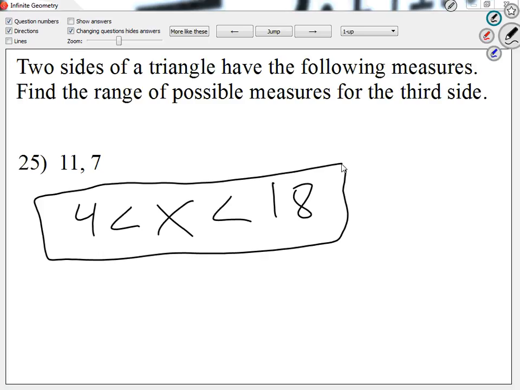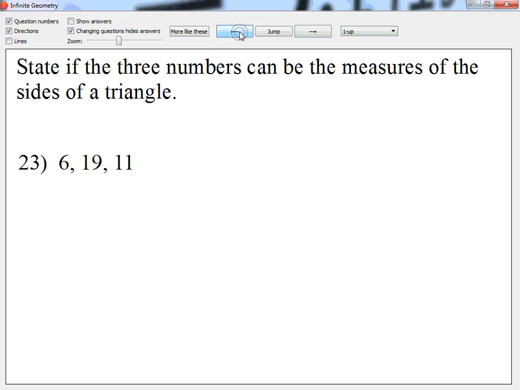Alright, let's take a look at number 19. I'm given three values. The two smaller values are 8 and 1. The biggest one is 8. Can these be measures of a triangle? Yes. Because we add the two smaller ones and it's greater than the third one. So yes. Any other questions?